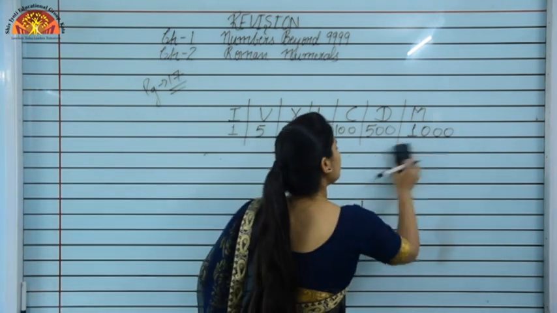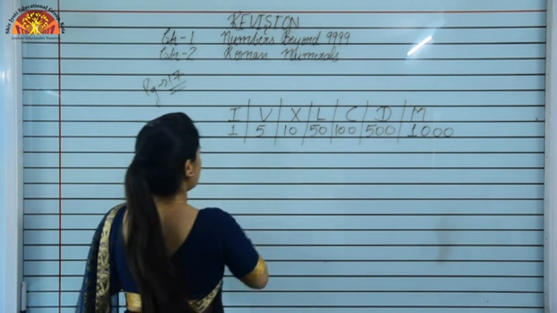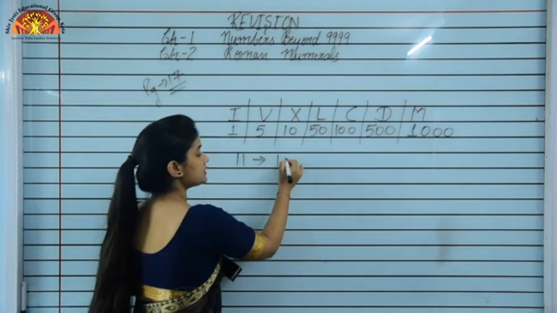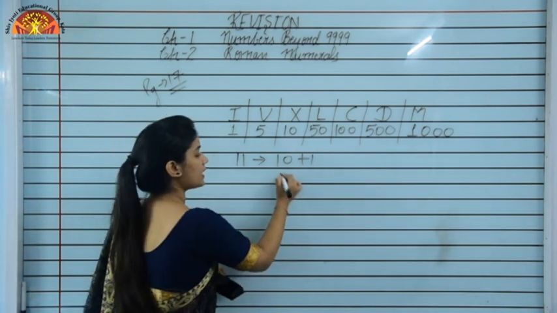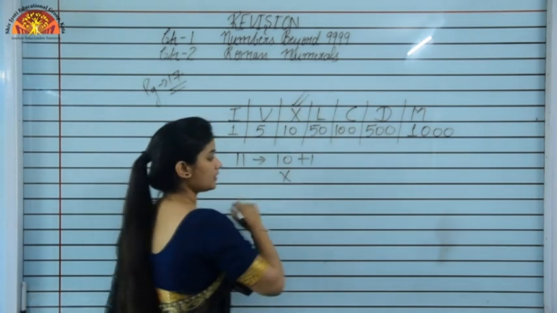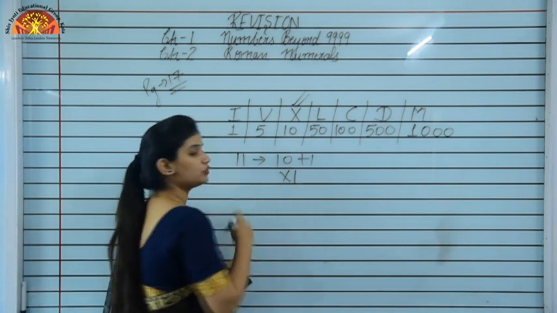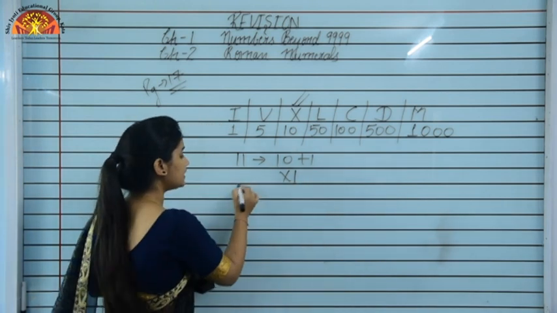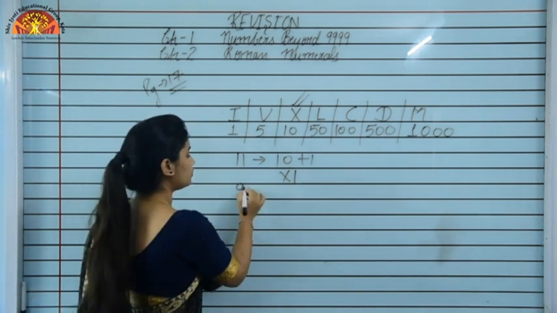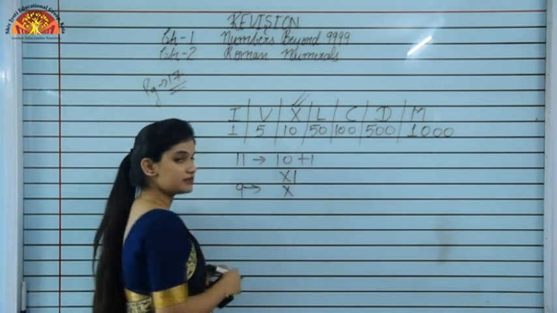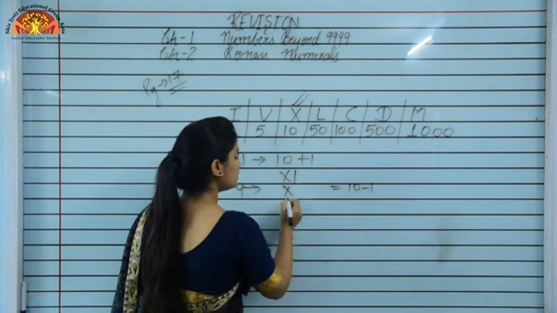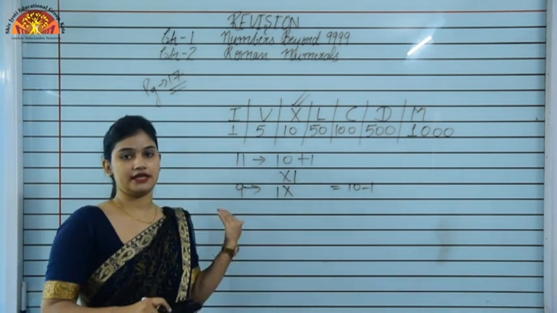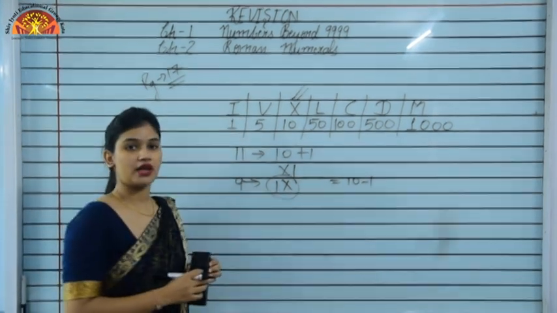Now suppose we are going to write 11. Now 11 means 10 plus 1. As I have told you, we are doing plus 1. So 10 is X and we are doing plus 1, so the I will come on this side. But suppose we are writing 9. How will you write 9? 10 minus 1. So I will come this side, and this is the symbol of 9. Understood?